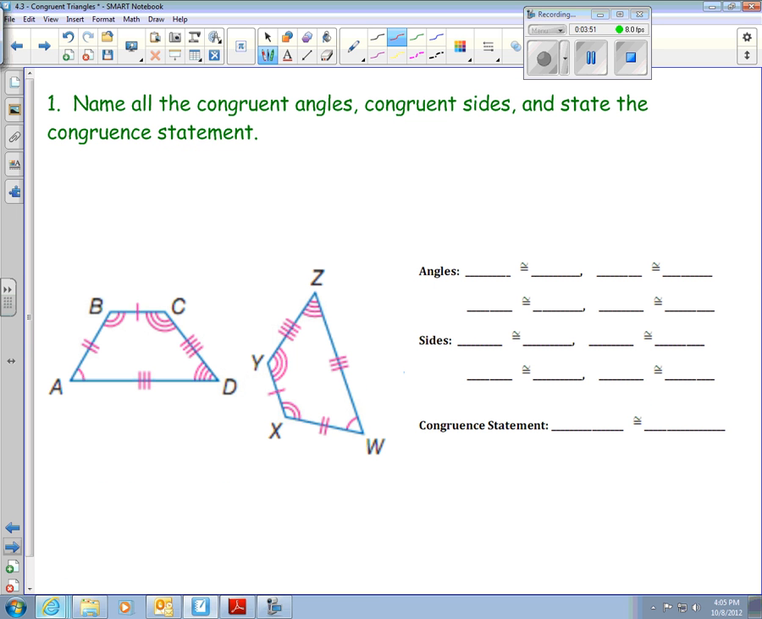All right, so let's put that to use. Name all congruent angles, congruent sides, and then state the congruent statement. If I look at my angles, angle A is congruent to angle W because they have the same angle markings of one. Angle B is congruent to angle X.